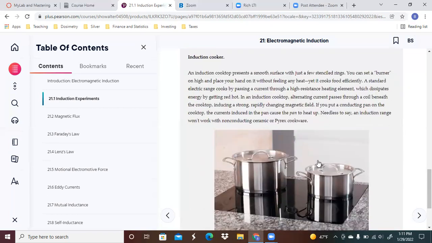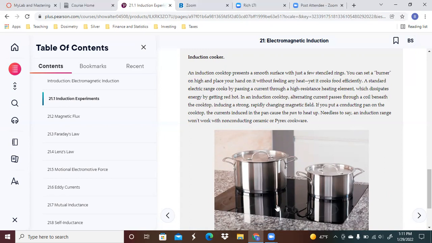Here is an application. If you have an induction cooktop, an induction cooktop will not work with non-conducting ceramic or Pyrex cookware. But if you have something that will conduct, then you're going to be able to cook, but you can touch this stove and it won't burn you, because we're not talking about a transmission of heat. As it says here, you can set the burner on high and you can place your hand on it and you won't feel any heat.